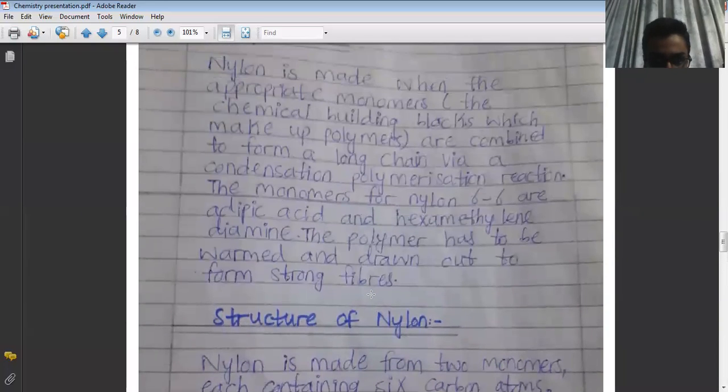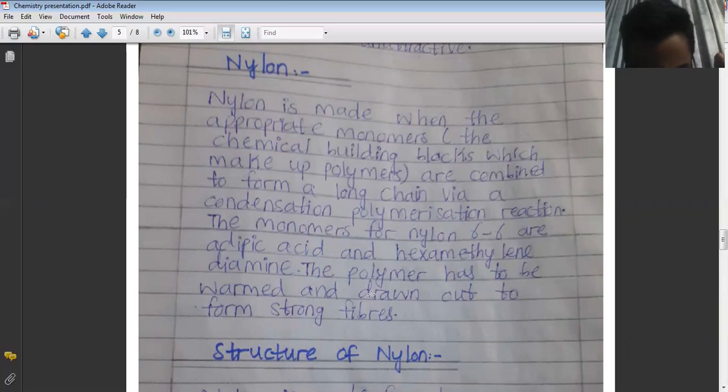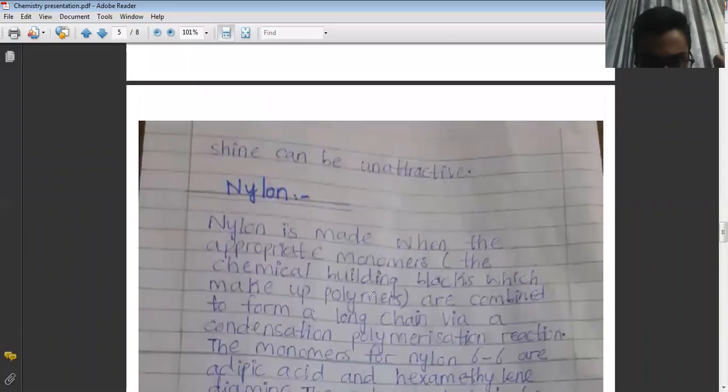Then comes the nylon structure. Nylon is made when the appropriate monomers, the chemical building blocks which make up polymers, are combined to form a long chain via a condensation polymerization reaction. The monomers for nylon 6,6 are adipic acid and hexamethylene diamine. The polymer has to be formed and drawn out to form strong fibers.